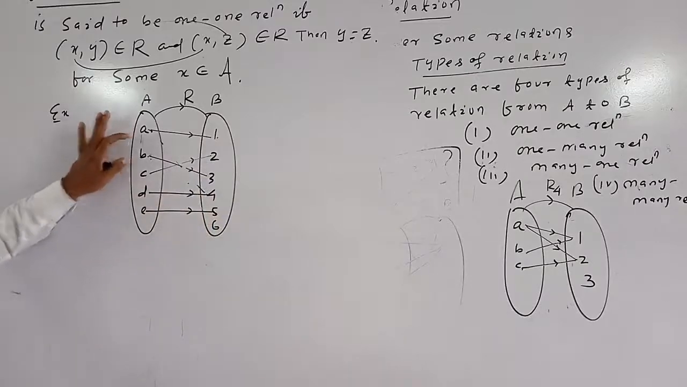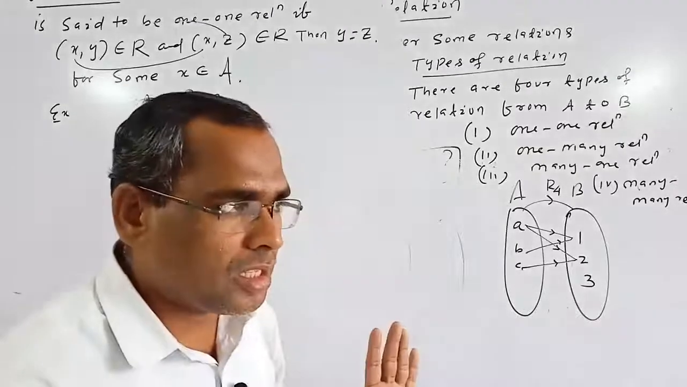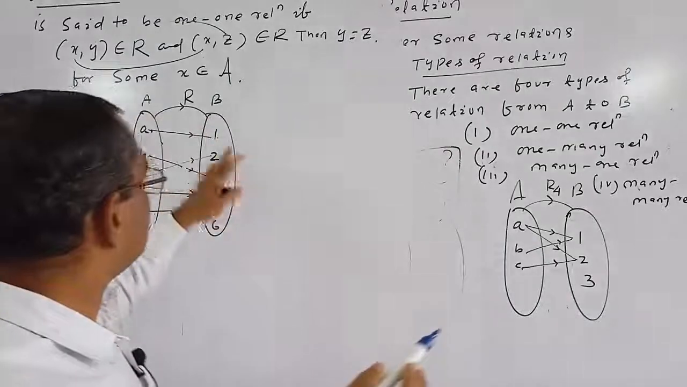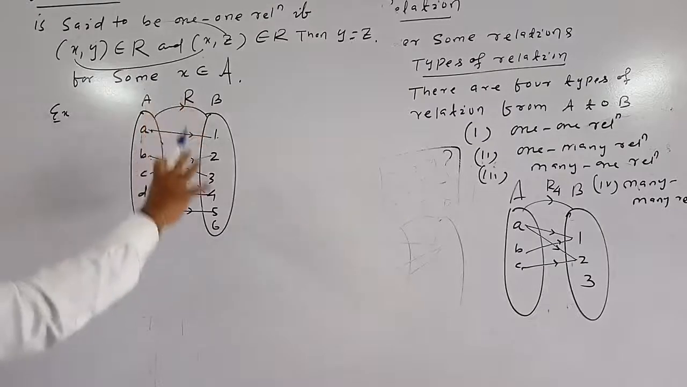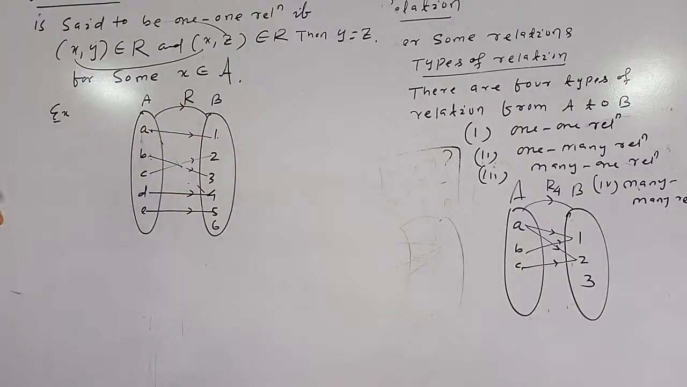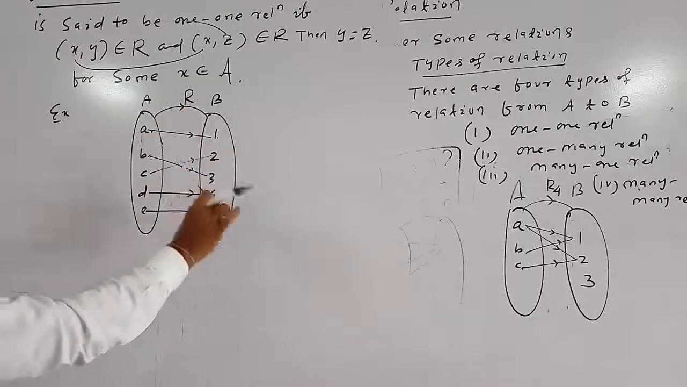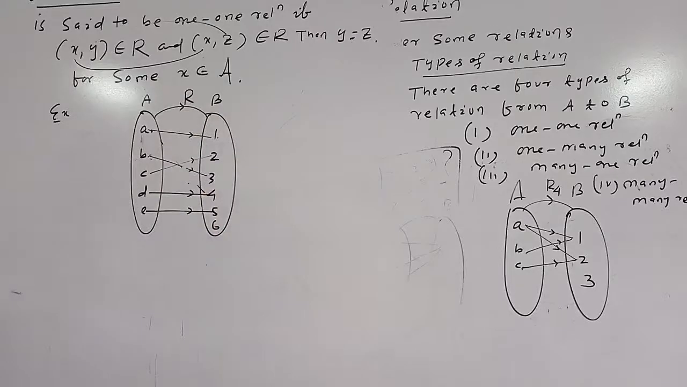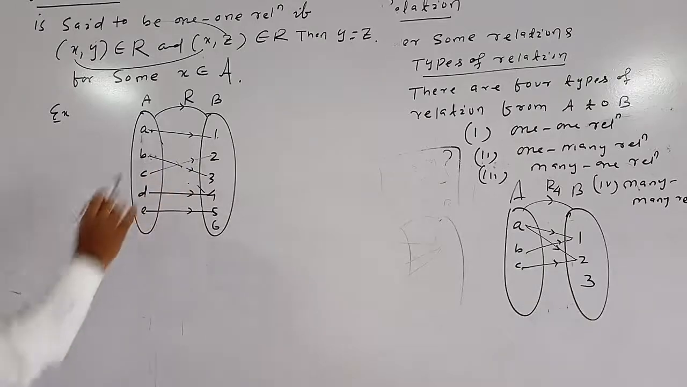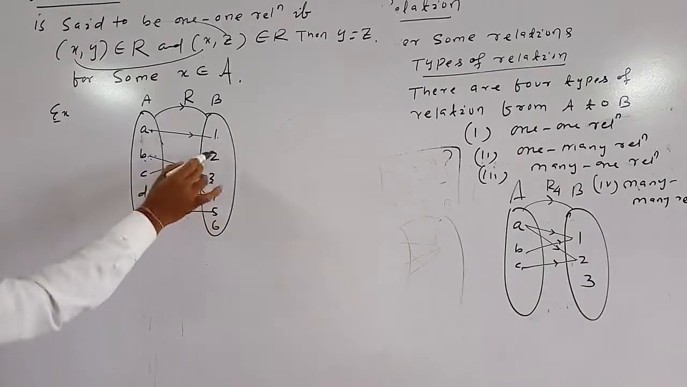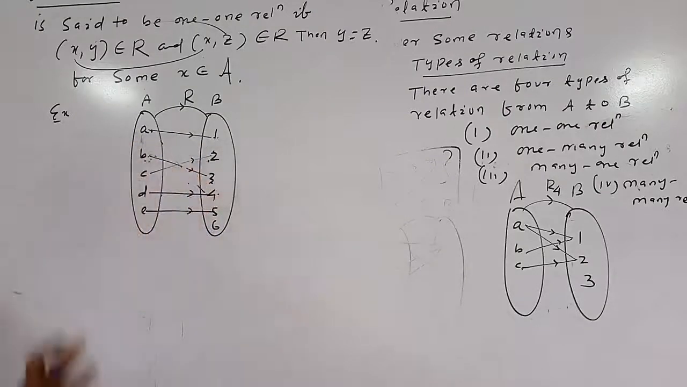It is not compulsory to relate all elements of set A. Some elements of A are related to some elements of B, such that different elements of set A are related to different elements of set B. That is known as a one-one relation. Okay. So clearly this is a one-one relation: A1, B3, C2, D4, E5. Or you can also take A1, B2.